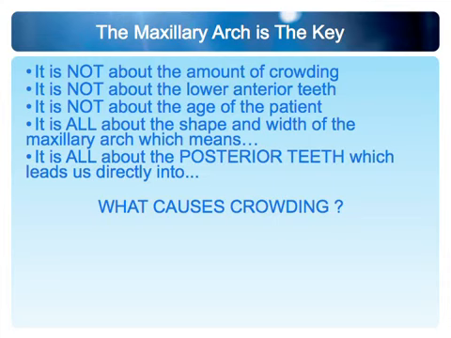So now that we know it's all about the shape and the width of the maxillary arch, that means it's all about the posterior teeth. So, secret number 1: the maxillary arch is the key. As soon as the focus is on the maxillary arch, I'm more interested in where the posterior teeth are. Because as soon as we determine where those posterior teeth are in the maxillary arch, we know if we have the proper shape and width of that arch to accommodate the lower teeth. And if we don't, that's wonderful news.